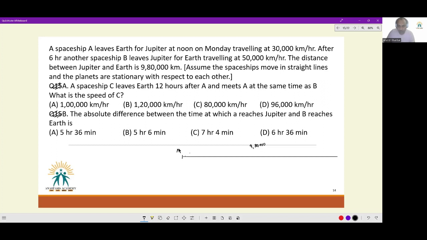A started from here and B started from here. This way, B went this way, and C also started from here. So they started differently. By the time B started, A had traveled for 6 hours. It is traveling at 30,000 km per hour, so it could have traveled 1,80,000 already, which means the gap left between the two of them will only be 8 lakhs now.